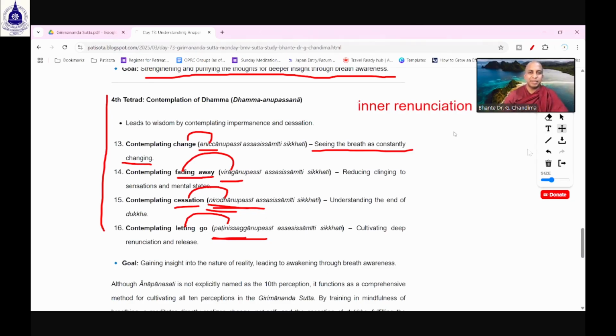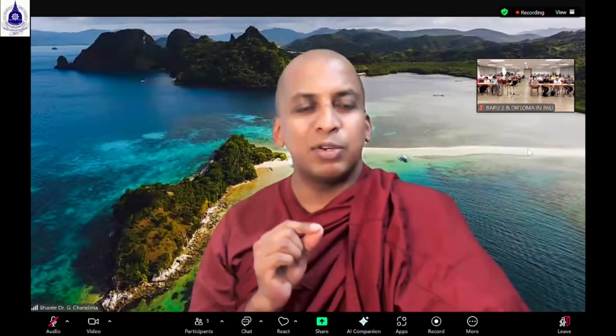Inner renunciation means... Now, what is the normal thought that comes to your mind when you think about renunciation? As lay people, one day we can become a monk or a nun. Not necessarily. If you want to become a monk or nun, it's a different thing. But here it means inner renunciation.